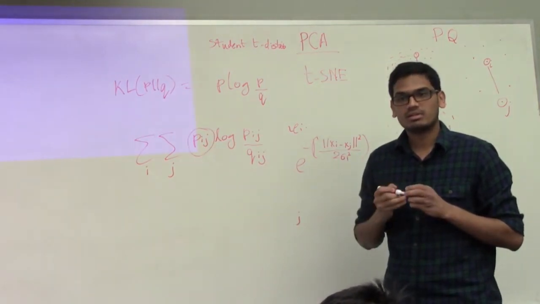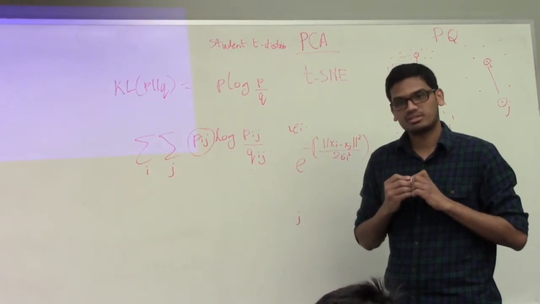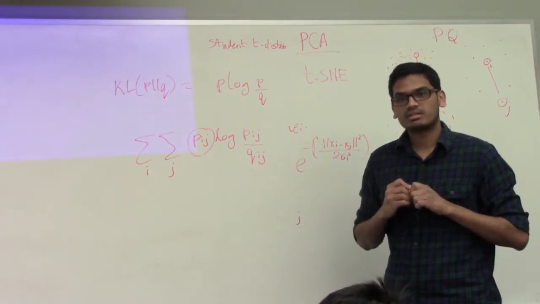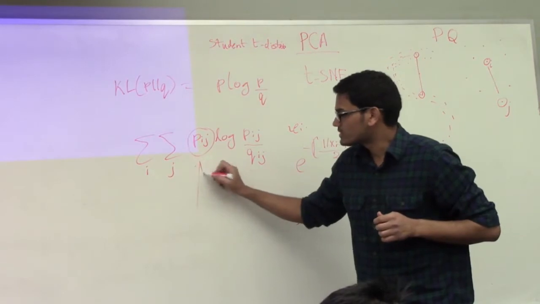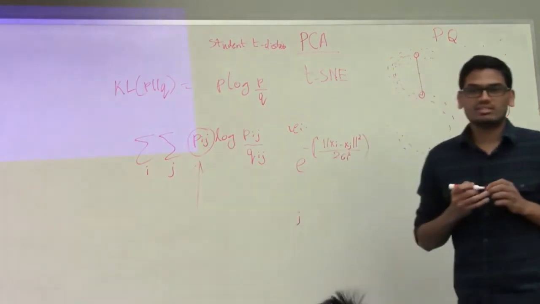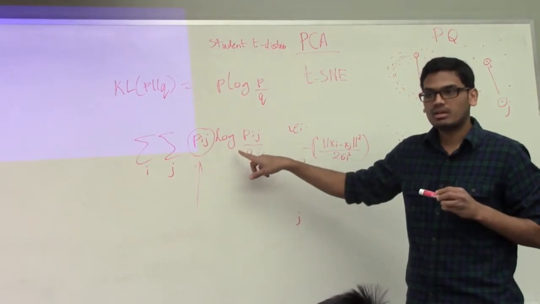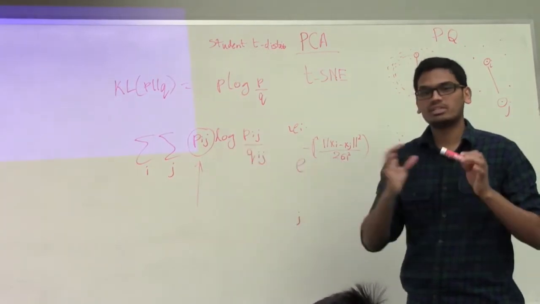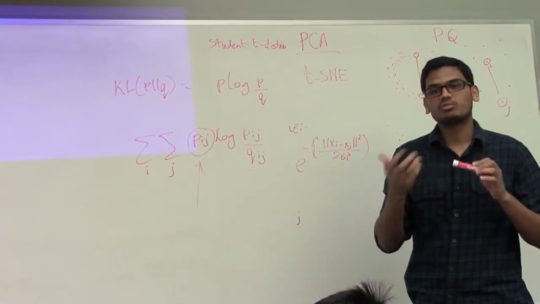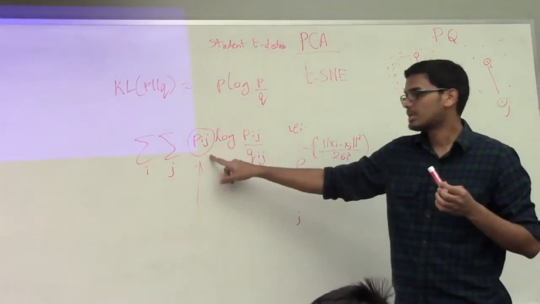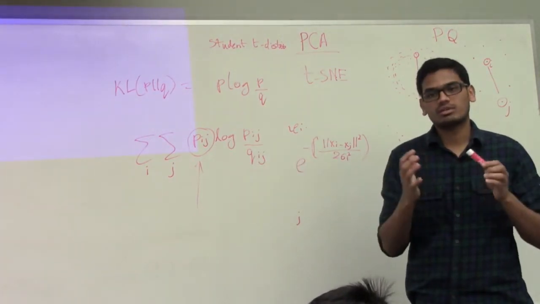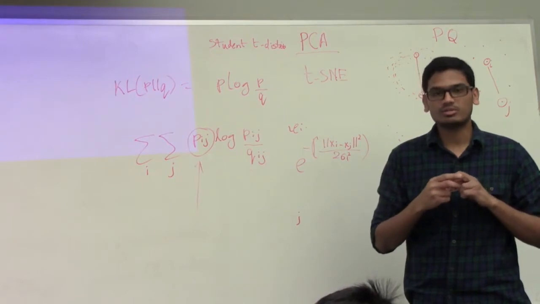Pij is the similarity in high dimensional space. Qij is the desired similarity in low dimensional space. So Pij is the ground truth, and Qij is what you want. You can think of this as the penalty that you're paying. You want to minimize this function, but you would pay more penalty for the closer points than you would for the far off points, because Pij would be larger for the close points.